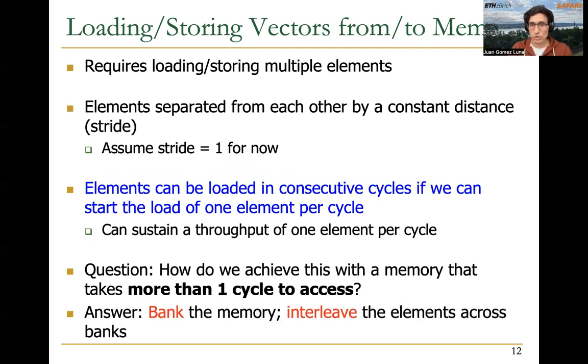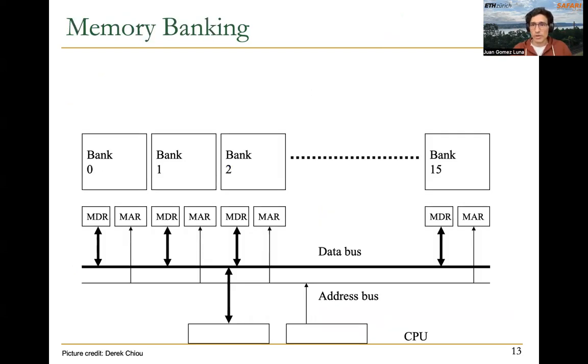The solution to that is to use a banked memory, or an interleaved memory, where we partition the memory into multiple banks, or multiple pieces of memory that we can access independently. And what we are going to do is to interleave the elements across the banks. This is an example of a banked memory with 16 memory banks.